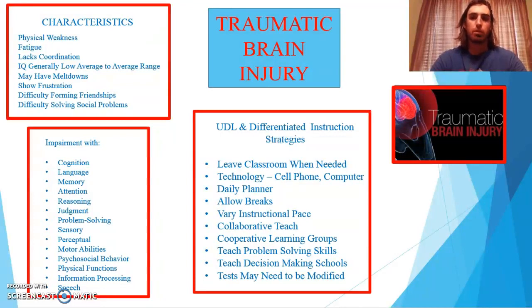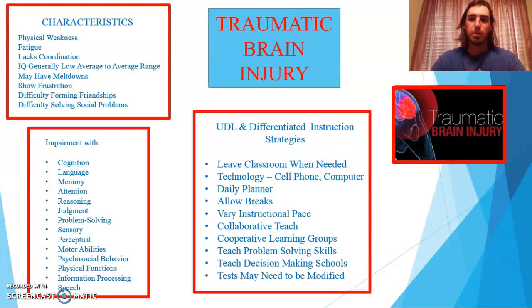Physical problems include lack of coordination, physical weakness, and fatigue. Individuals with a brain injury generally have an IQ in the low to average range. They tend to have meltdowns and show frustration. They also may have difficulty forming close friendships and solving social problems.